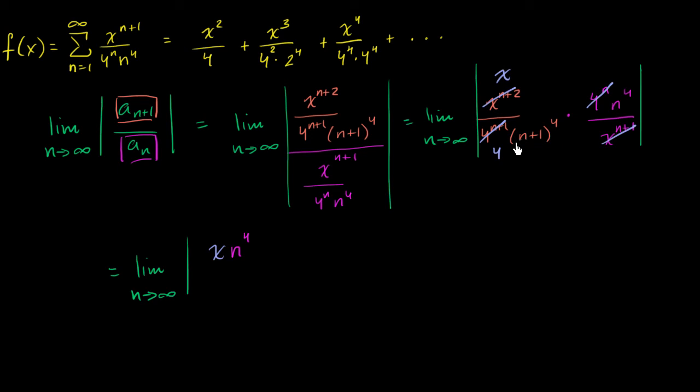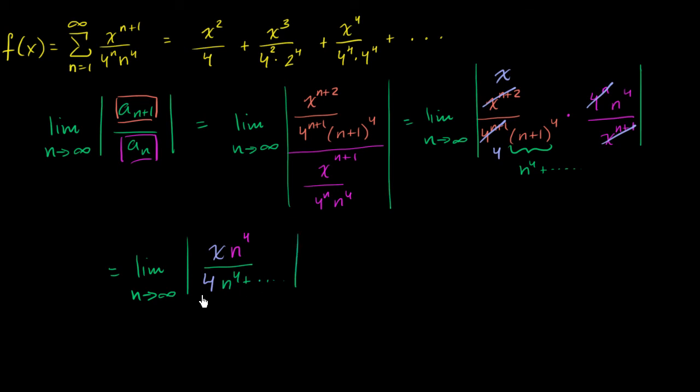Well, if you expand out n plus 1 to the fourth, it's going to be n to the fourth plus a bunch of lower degree terms. This is going to be the highest degree term. So if you distribute the 4, it's going to be 4n to the fourth plus a bunch of lower degree terms. So let me write it that way. So it's over 4, I'll use the same colors, 4n to the fourth plus a bunch of lower degree terms.